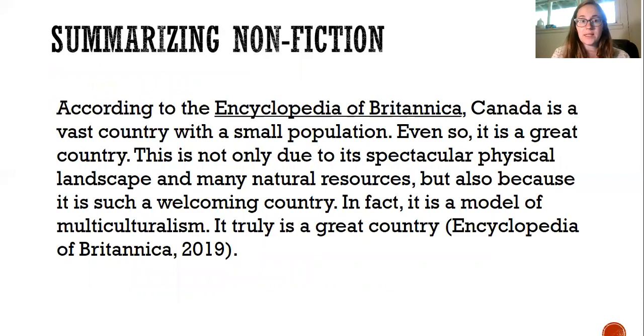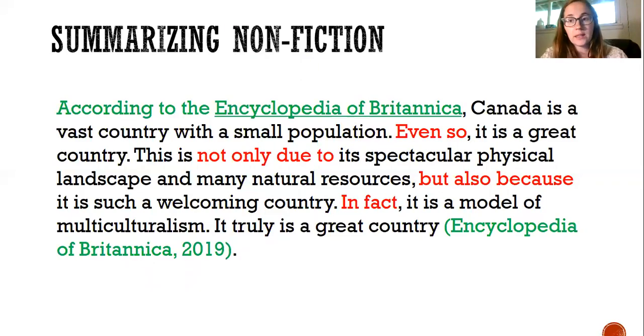Okay, so here is my summary. Notice again, it's quite a bit shorter than the original. And I'm going to start with this phrase, according to. According to the Encyclopedia Britannica, Canada is a vast country with a small population. Even so, it is a great country. This is not only due to its spectacular physical landscape and many natural resources, but also because it is such a welcoming country. In fact, it is a model of multiculturalism. It truly is a great country.